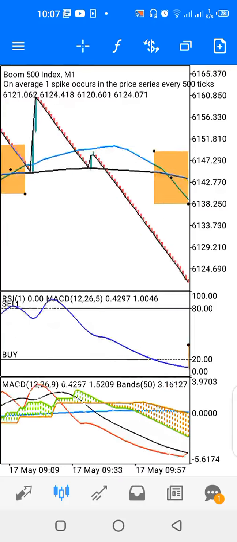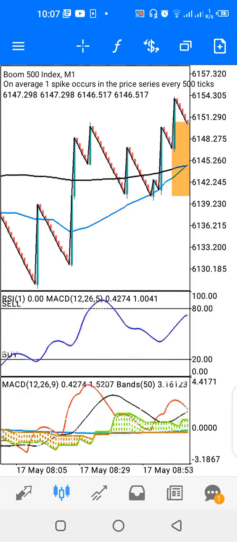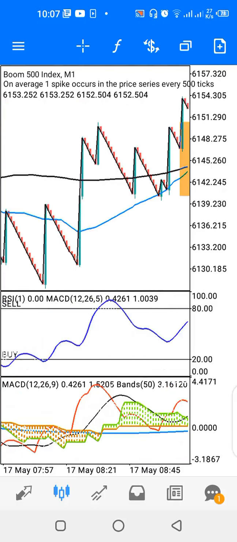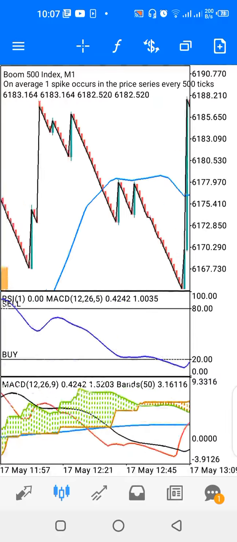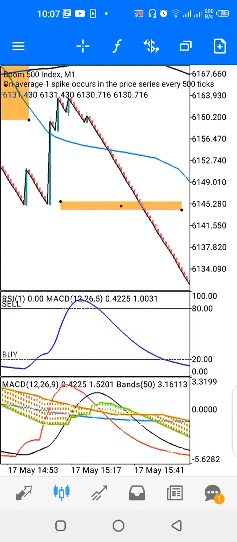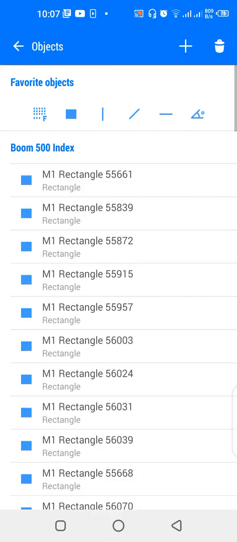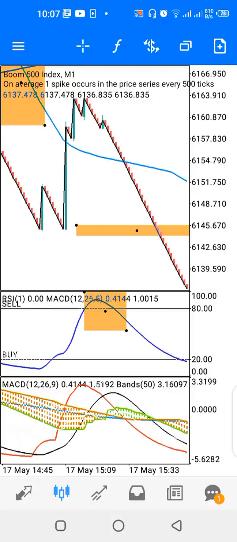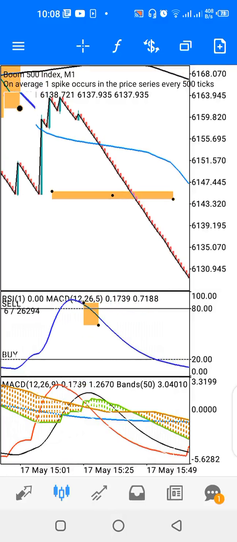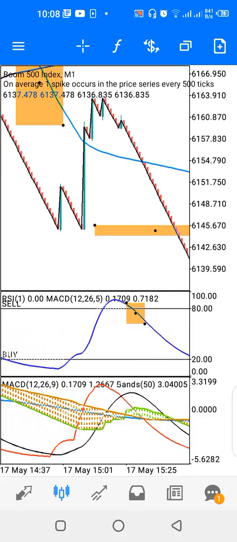Okay, for Crash index, let's see if we can get some explanation. Like you have around here, it goes up above the 80 level, and at the point of crossing down, that's where you get to sell. When the blue line crosses down below the 80 level, you look for sell.